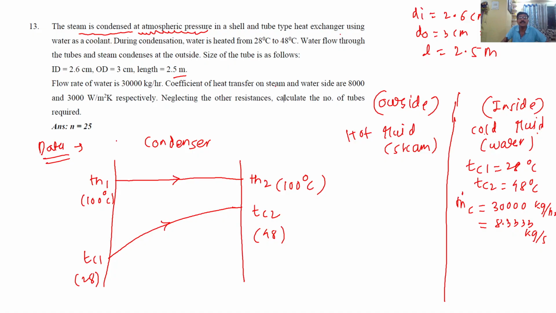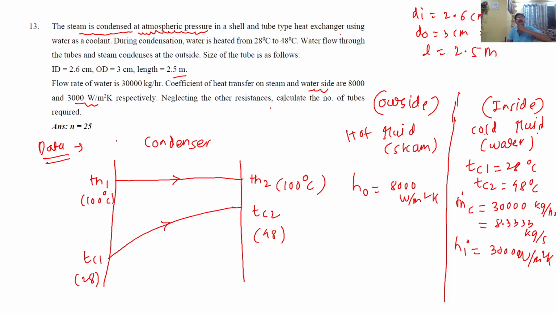Next, the coefficient of heat transfer on the steam side. Steam is which side? Hot side, and that is outside. So Ho is given as 8000 watt per meter square Kelvin, and the water side is how much? 3000. Water is inside the tube, so Hi is 3000 watt per meter square Kelvin.